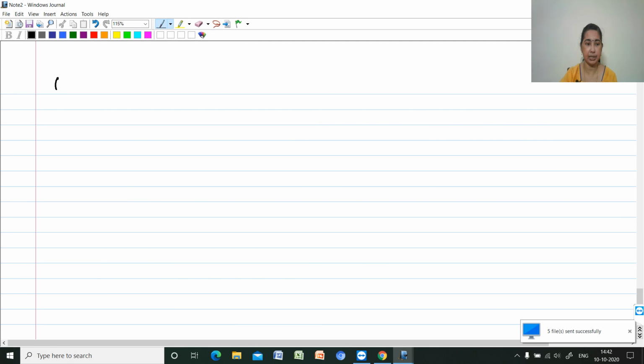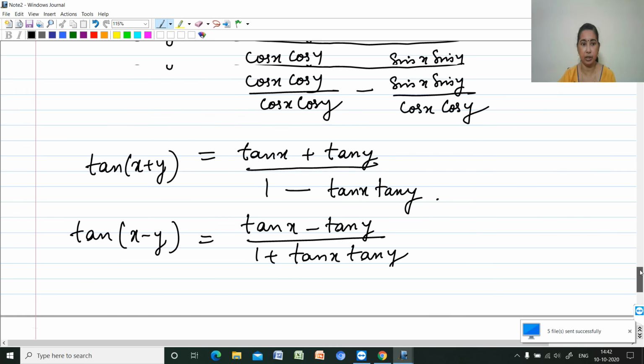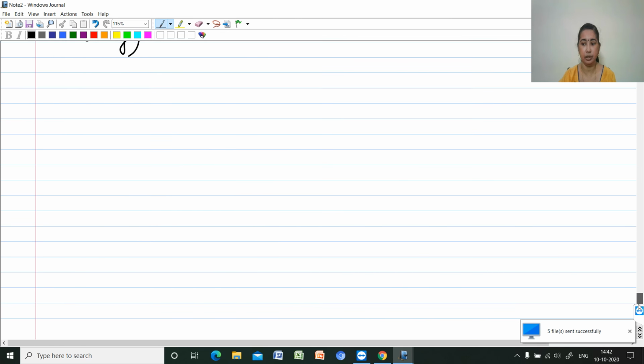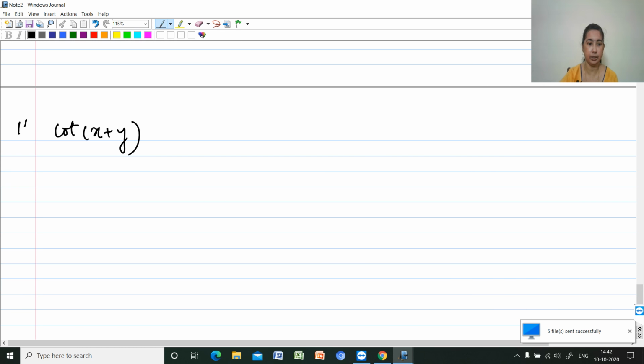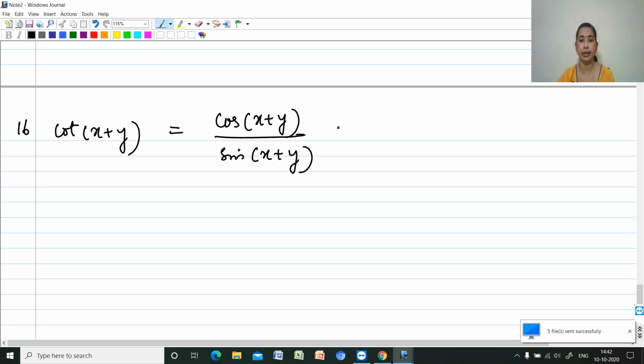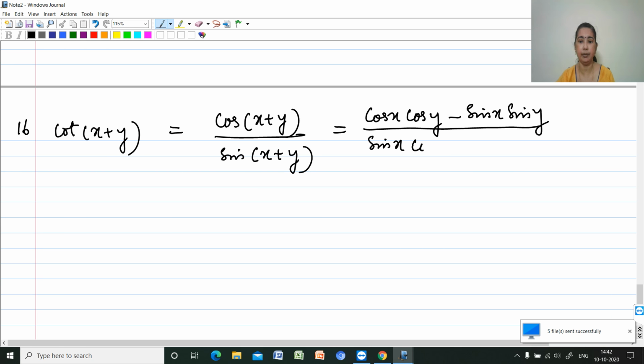Now next, we are moving on to cot. Cot of x plus y. How many identities did we do now? 15. So this is the 16th one. What is cot of x plus y? It is cos of x plus y divided by sin of x plus y. And we know that cos of x plus y is cos x cos y minus sin x sin y, divided by sin x cos y plus cos x sin y.